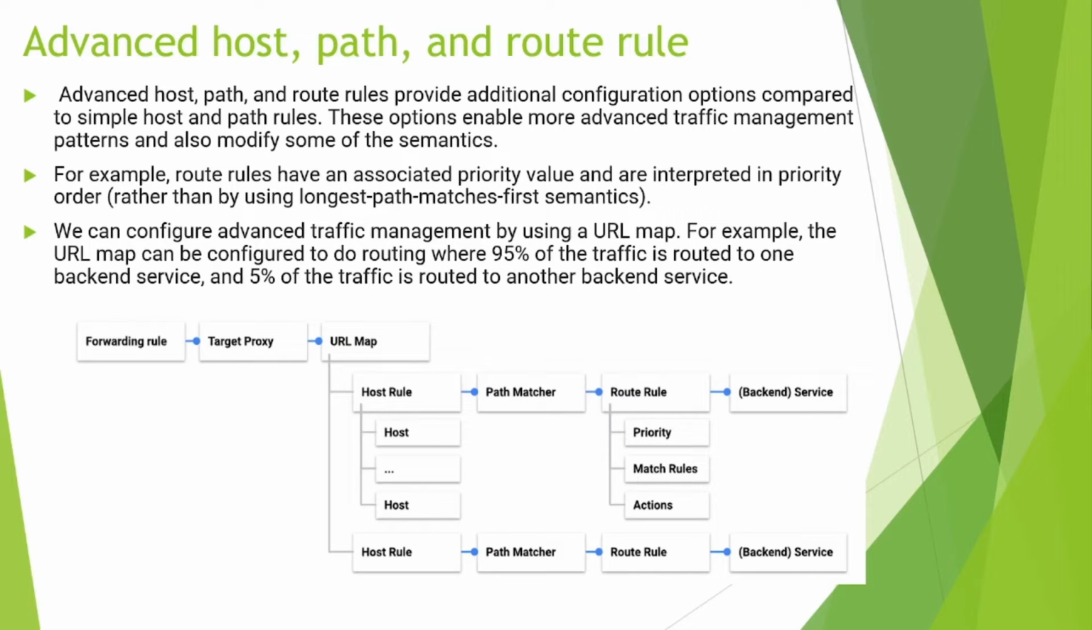If you want to send 95% of your traffic to a specific backend service and 5% traffic to another backend service, we can use this advanced host and path rule. Also, you can do URL redirect with it. We can do multiple things like canary testing, blue green deployment, and fault injection, if you want to create some fault in your traffic to test how it will reflect to your client.